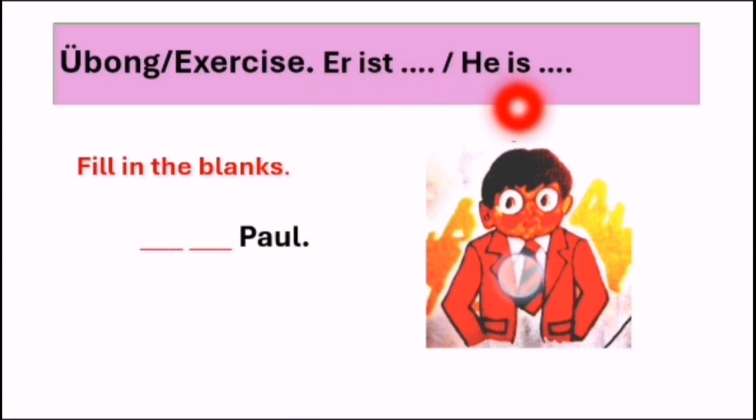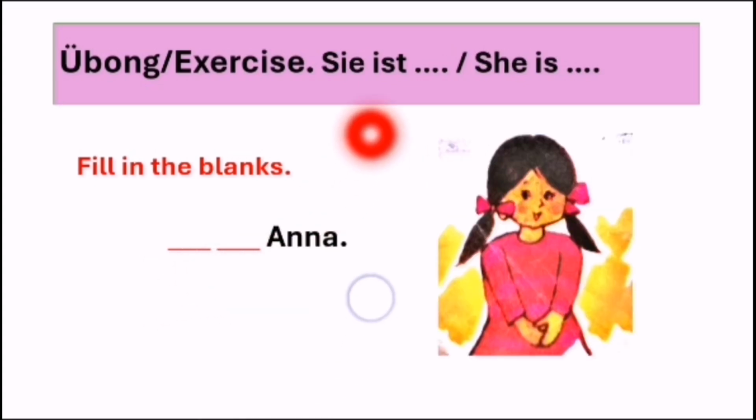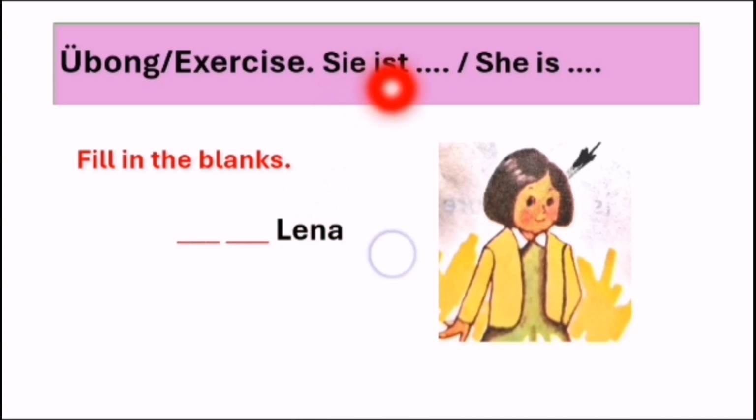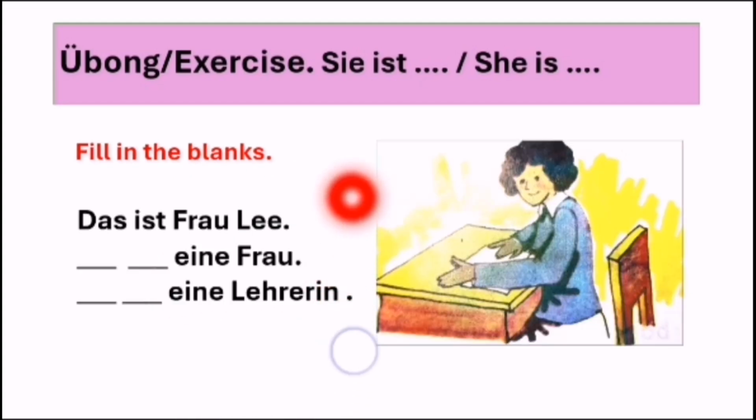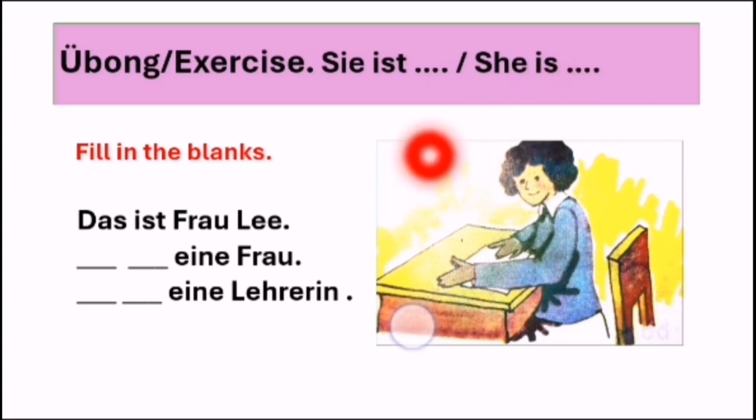Now look at this. Er ist, he is. Okay, definitely he is a boy. So now you can say, fill in the blanks in German. He is Paul. What can you say in German? Write in your notebook. Okay, this is your Übung, your exercise for your notebook. So the first one I will do for you. Er ist Paul. Okay, now she is. Sie ist. She is. So you should write in German, she is Anna. Now, again, sie ist, she is. You should write in German, she is Lena.